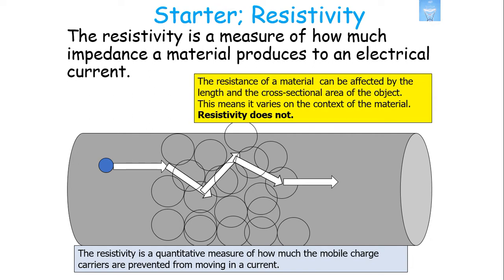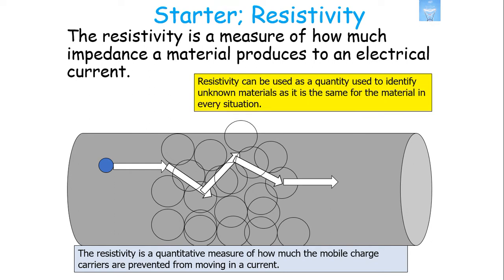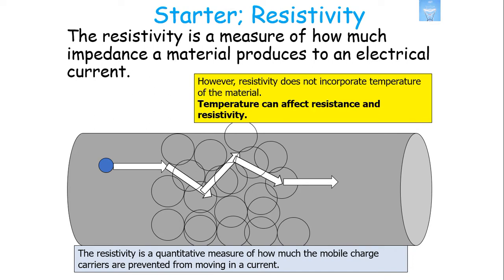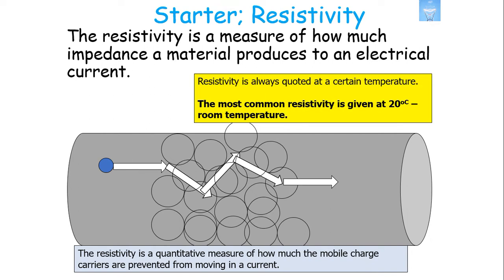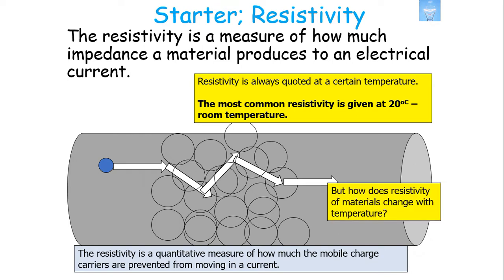So whilst the dimensions of a material can affect the resistance, the resistivity is not affected by the dimensions of the material. That's a very useful quantity, as it allows us to identify unknown materials, as resistivity is the same for all samples of a material in every situation. Now, resistivity does depend on temperature, so temperature can affect the resistance of a material and therefore its resistivity, which is why we always quote resistivity at a certain temperature, the most common one being room temperature, 20 degrees Celsius. But how does resistivity change with temperature?